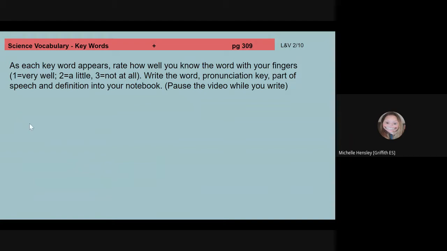All right, so our first word that you're going to rate, ground. How well do you know ground? I bet you know ground very well. Okay, I'm going to give myself a 1 on ground.